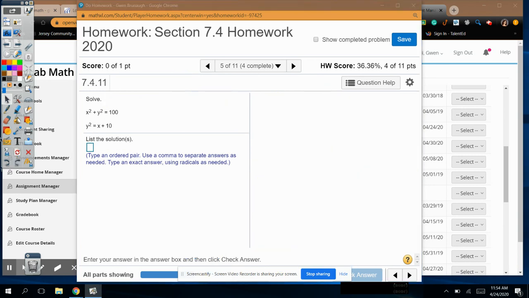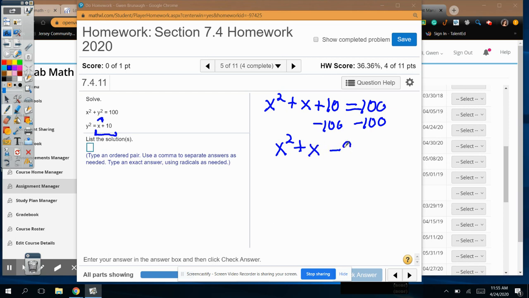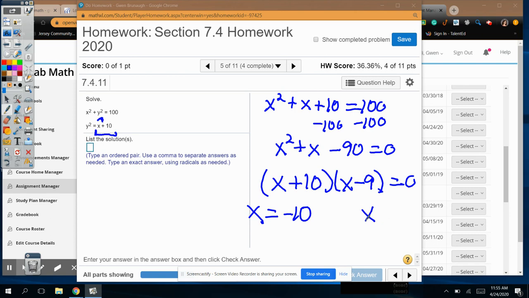What are we going to do here on this guy? Well, this one is kind of nice because look, y squared is already by itself. So you can substitute this x plus 10 in for the y squared. So then I'm going to have x squared plus x plus 10 equals 100. I'm going to get 0 on one side again. X squared plus x minus 90 equals 0. And this will also factor, 10 and 9. So I have to have one of each sign. So let's do a positive 10 and a negative 9. That will give me the positive 1 in the middle. So x equals negative 10 or x equals 9.